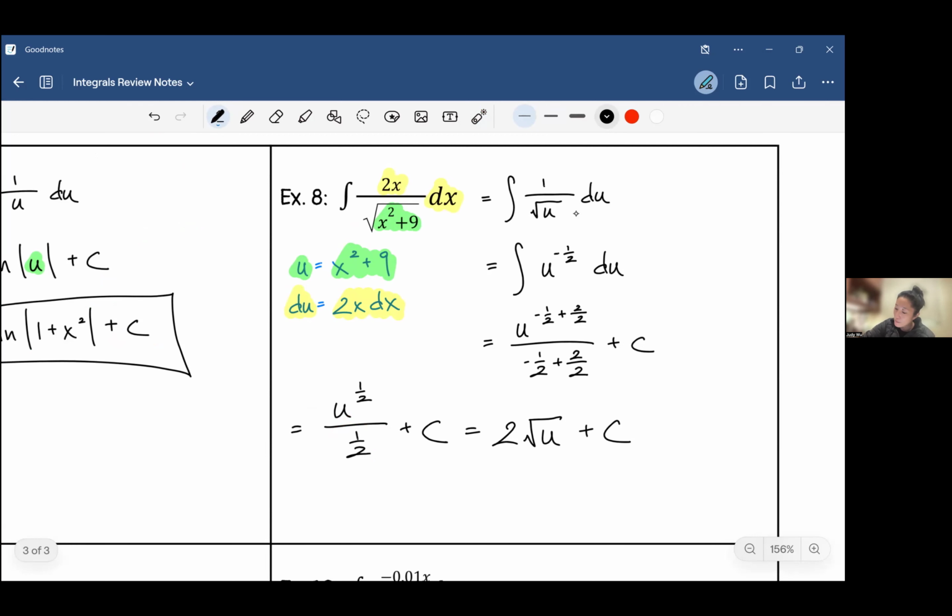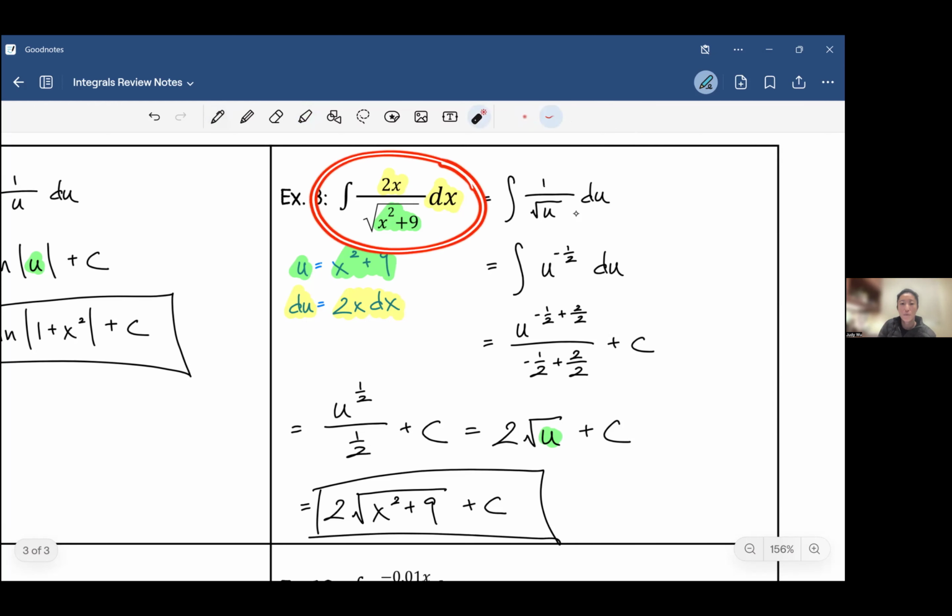And my last step, everywhere I see the u, I'm going to replace it with my x squared plus 9. So I'll end up with 2 square root of x squared plus 9 plus c as the integral of what I started with.